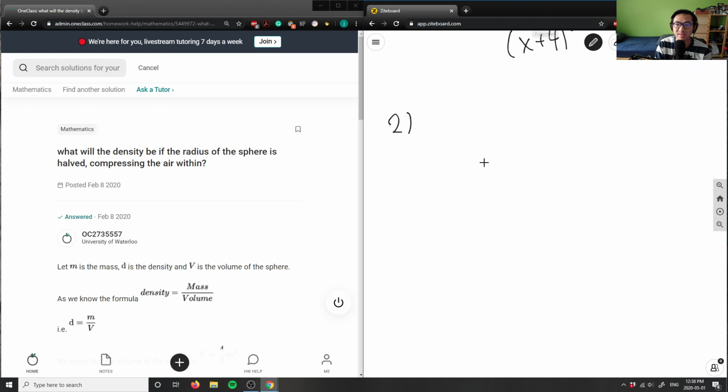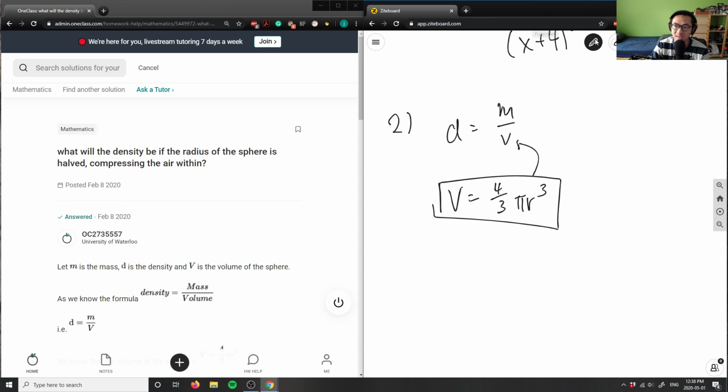All right, so we have the density equation. We know that D equals mass over volume, right? And we know that the volume of a sphere is V equals 4/3 pi r cubed, which you can find from a formula sheet. What it's asking is, if the radius is halved, how would that affect the density? So I'm going to substitute this volume equation into the density equation.